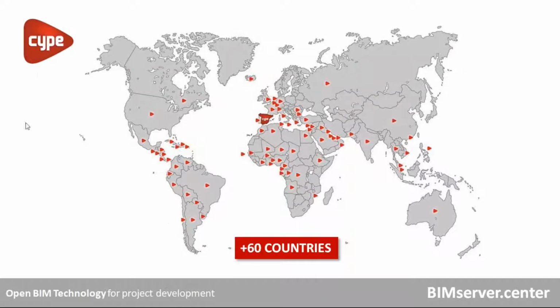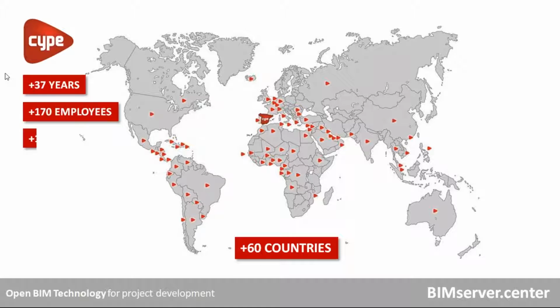First of all, let's speak about CYPE. CYPE is a big company. It is located in Spain, but we also have a presence in a lot of countries. We have 37 years of experience, 170 employees and more than 100,000 users spread all over the world. We have a lot of customers in Spain, of course, in Italy, France, South America too, but also in parts of Africa or Europe. The company's only function is to develop software for engineering and construction specialists.